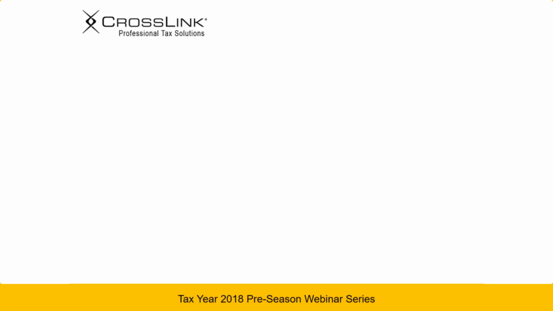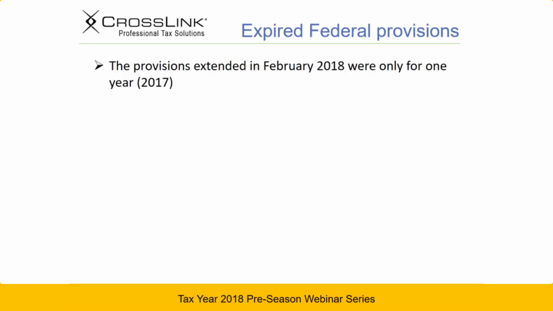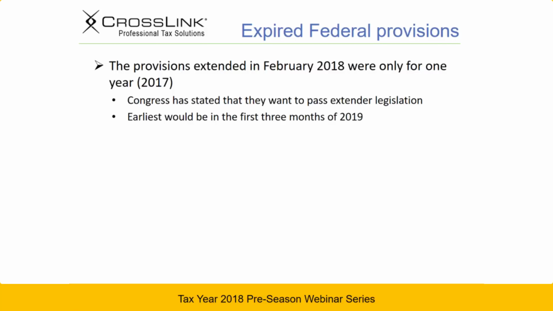Now, let's go ahead and take a look at some expired federal provisions. First of all, the provisions that were extended back in February of last year were only for that year, in other words, for the tax year 2017. They were passed in February. Congress has stated that they would like to pass extender legislation again, but we know that they're just coming into session right now, and the earliest would be during the first 3 months of 2019.